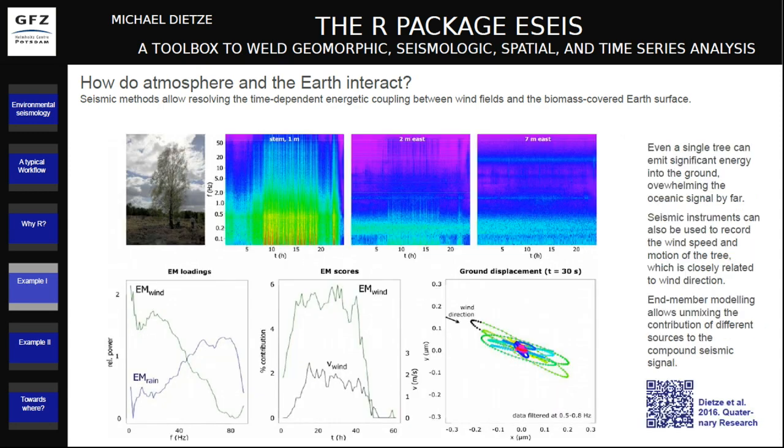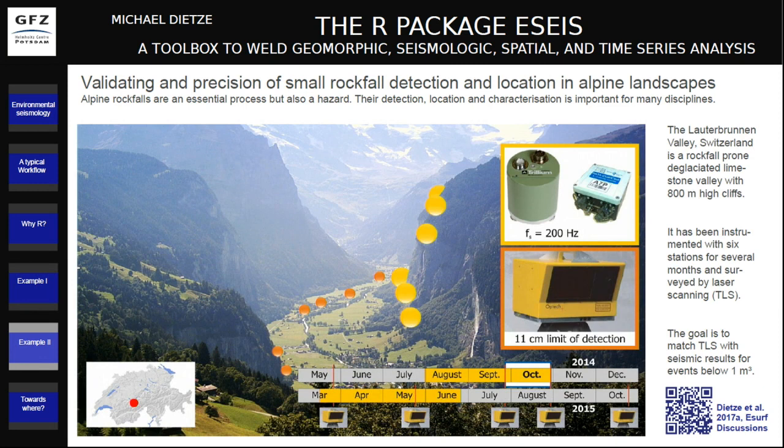What we can also do is investigate the seismic or the spatial footprint of a single tree, which decays on the order of some tens of meters, and you do not see this imprint anymore. We can also investigate at sub-hourly or at sub-second resolution the swaying of a tree and the surface displacement, and we can unmix the components of wind and rain by using end-member modeling.